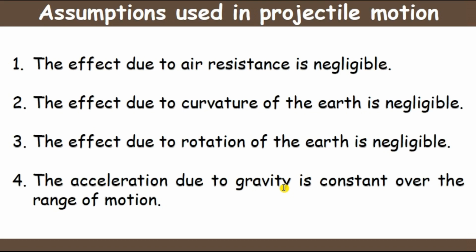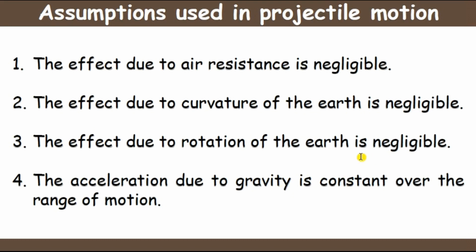In the previous examples, either the motorbike or the water, if there were very high air resistance, it would not be possible for the bike rider or the water to follow that path at all. Am I correct? They would get scattered due to the opposing force, that is the air resistance. This is the reason why air resistance is taken as negligible. And the next assumption is that the effect due to the curvature of the earth is negligible.